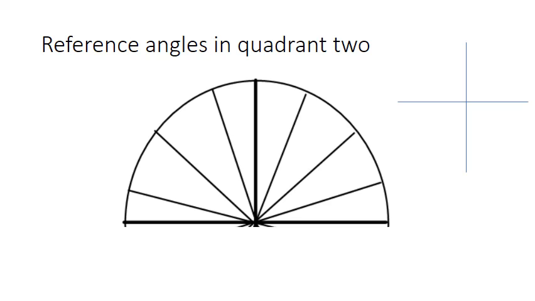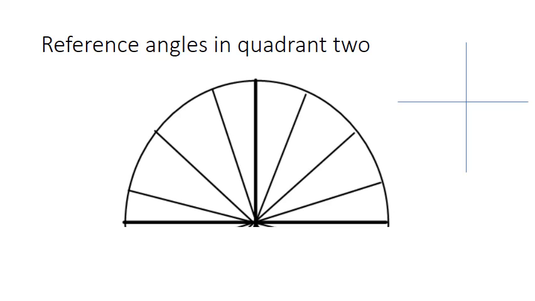So let's start by finding out some things about reference angles. So first of all, if we had a reference angle in quadrant 1, suppose that we had our 30-degree reference angle, this is what it would look like. Remember that this reference angle is going to be between the x-axis and the terminal side. So it's really the shortest angular distance between the x-axis and the terminal side.